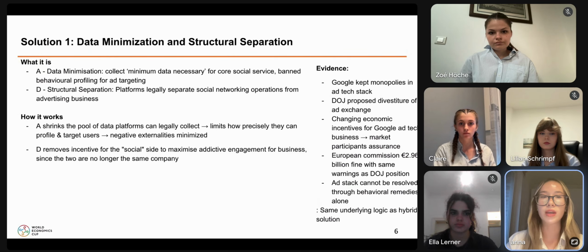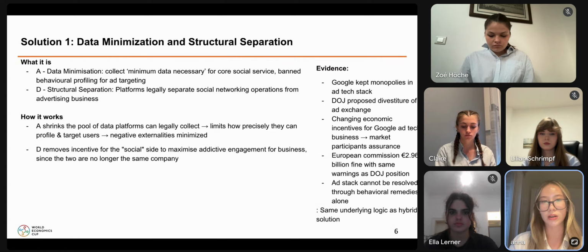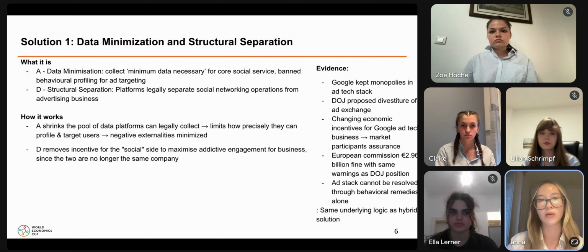So the first solution we came up with is data minimization and structural separation. This is a combination of A, data minimization, where platforms only collect the minimum data necessary for the core social service, with behavioral profiling for ad targeting being banned. B is then a structural separation where platforms above a size threshold must legally separate their social networking operations from their advertising business.